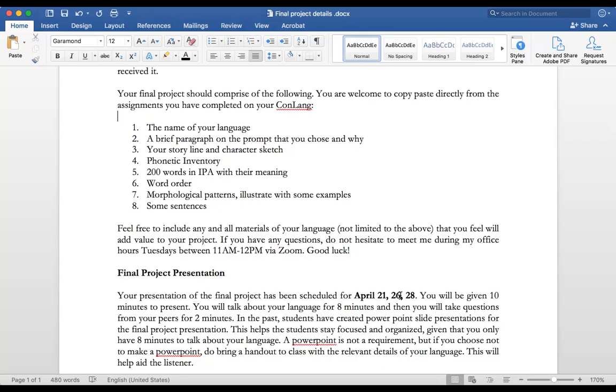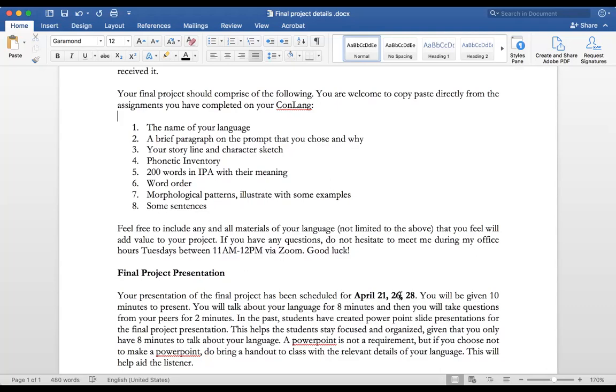So you will have a lot of practice writing things in IPA. Some of you already have a lot of practice, so it's going to be easier for you. If you've never looked at the International Phonetic Alphabet before, I will teach you the IPA as we go along. So you will have a lot of practice doing IPA before you get to the 200 words for your final project, along with their meaning.